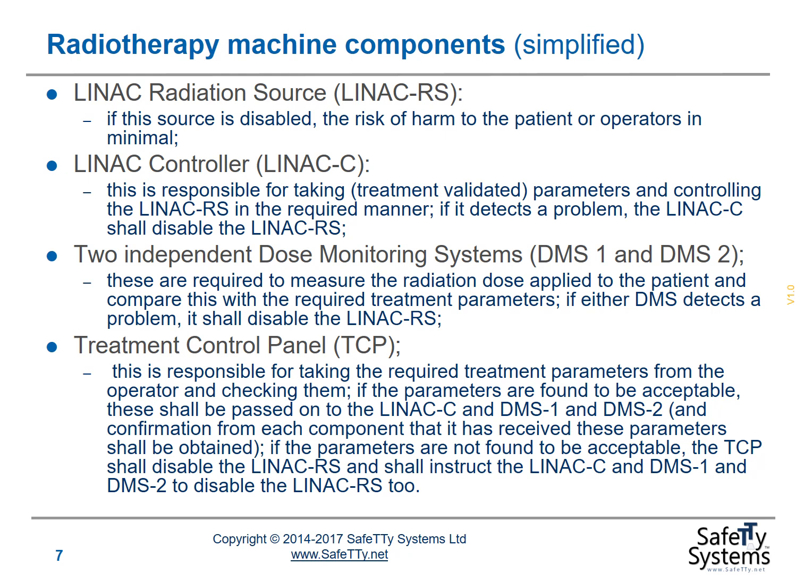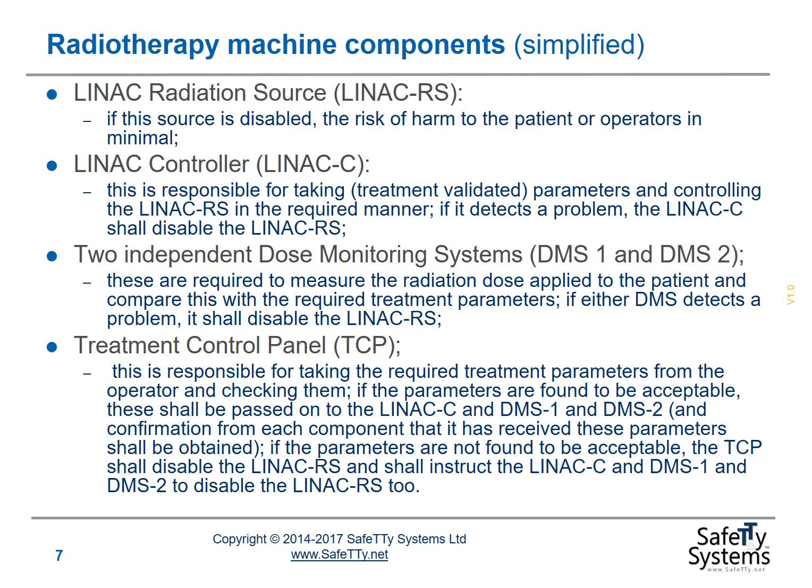The LINAC controller, the LINAC-C, is responsible for taking the treatment-validated parameters and controlling the LINAC-RS in the required manner. If it detects a problem, the LINAC-C shall disable the LINAC-RS. Then we have 2 independent dose monitoring systems, DMS1 and DMS2. These are required to measure the radiation dose applied to the patient and to compare this with the required treatment parameters. If either DMS detects a problem, it shall disable the LINAC-RS.